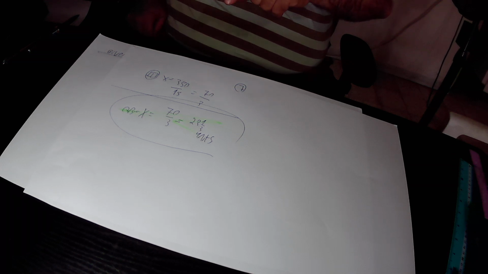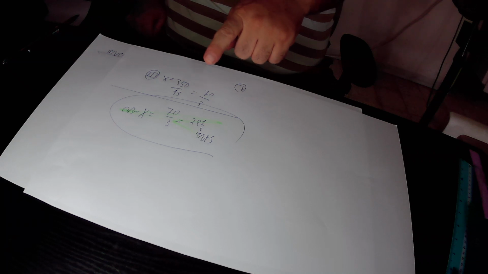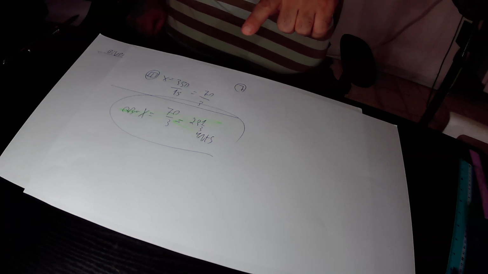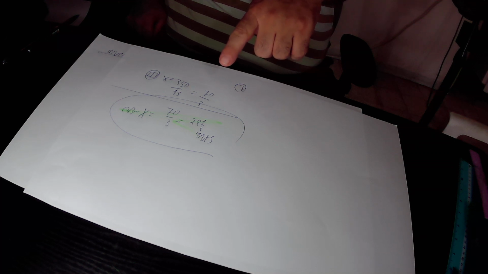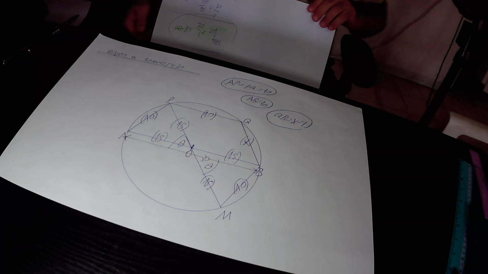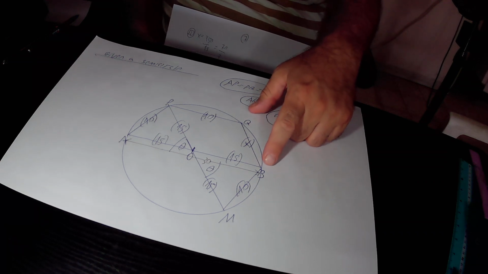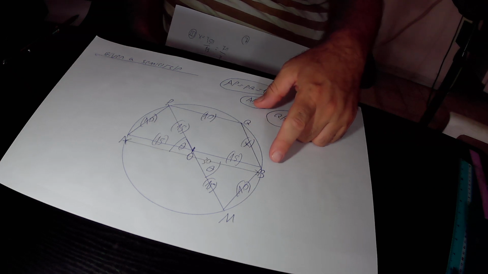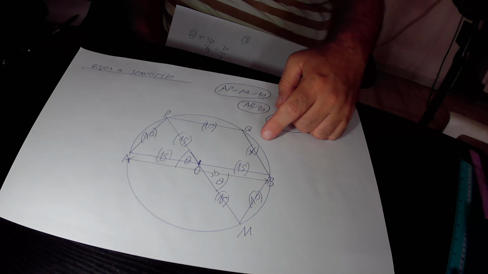So in total we found that QB is equal to x. It is equal to 70 over 3 units, and in terms of numbers, it is equal to 23 and a third units. I'll repeat again: the length of this line segment QB is equal to x, which is 70 over 3 units, or 23 and a third units.